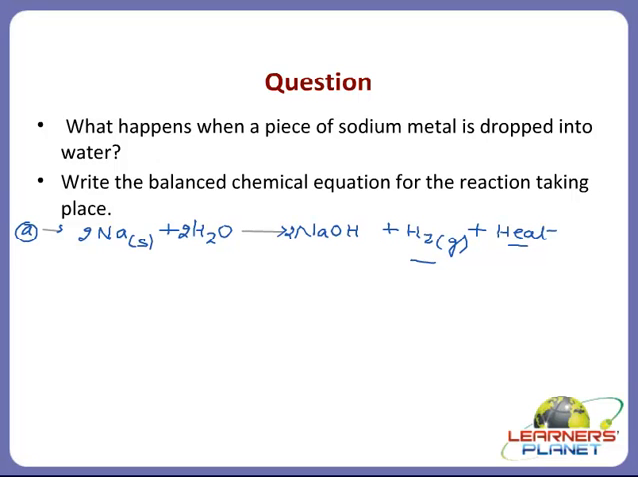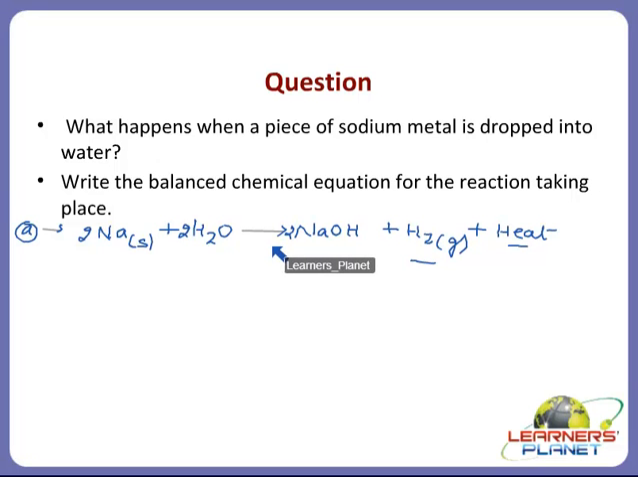As soon as you put a piece of sodium metal into water, an explosion takes place. It is not a huge explosion like an atom bomb, but a very small explosion takes place. Because of the heat released, the hydrogen burns. So what will be the answer? It explodes, that is, a small explosion takes place, or sodium hydroxide catches fire. And this is the balanced chemical equation for the reaction taking place. So, did you get this?